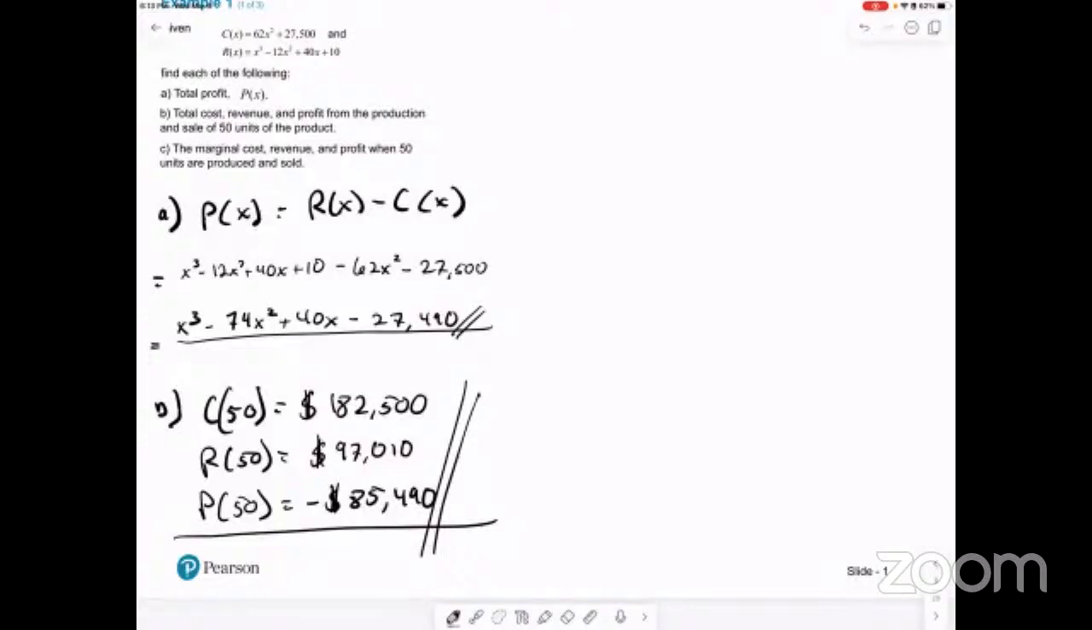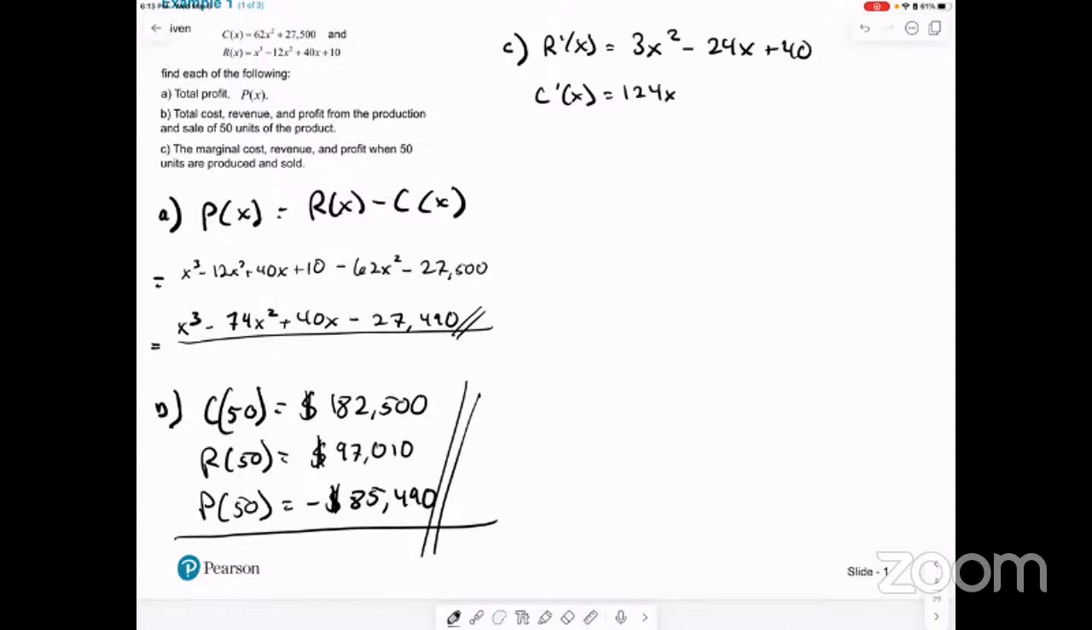So I'm going to do this just by finding the derivative of each one. So for part C, let me see our revenue function. So R prime, we're getting 3x squared minus 24x plus 40. Okay. Our marginal cost function, what is that? 124x. I think that's it.